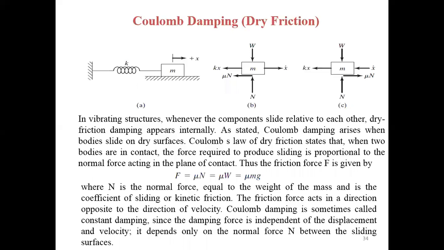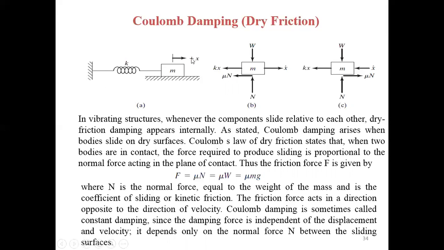Now Coulomb friction or Coulomb damping, it's called dry friction. How can we produce the Coulomb damping, or what is the Coulomb damping? In the vibrating structure, whenever the components slide relative to each other, dry friction damping appears internally, right? As stated, Coulomb damping arises when the body slides on a dry surface, right?